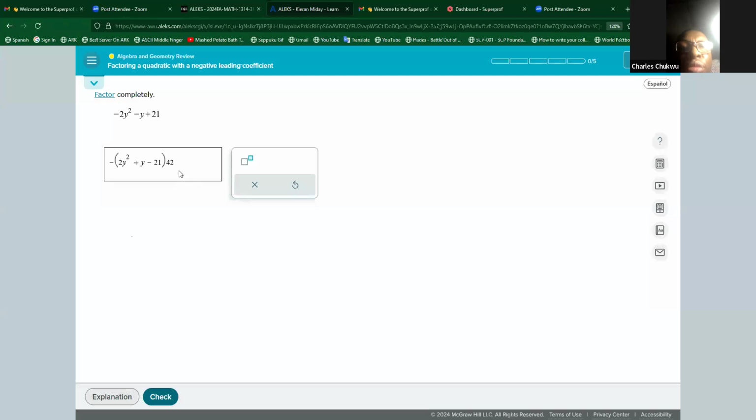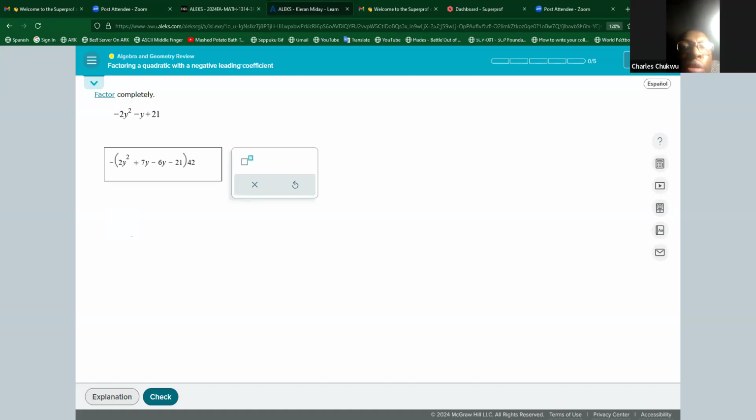So the next step would be to write it out there. 2y squared inside the bracket, 2y squared plus 7y. Don't forget the 7 in front of the y. Then minus 6y. The minus 21 will still be there. Yes, perfect, nice.